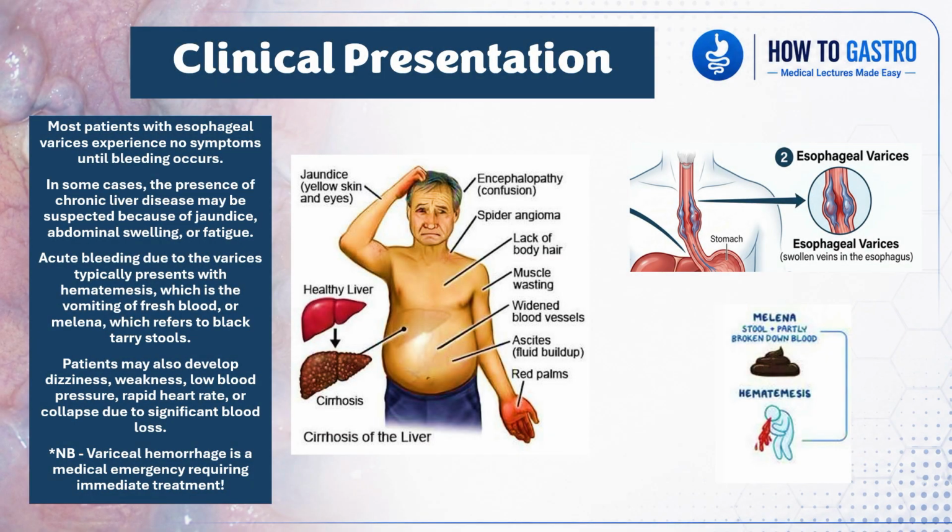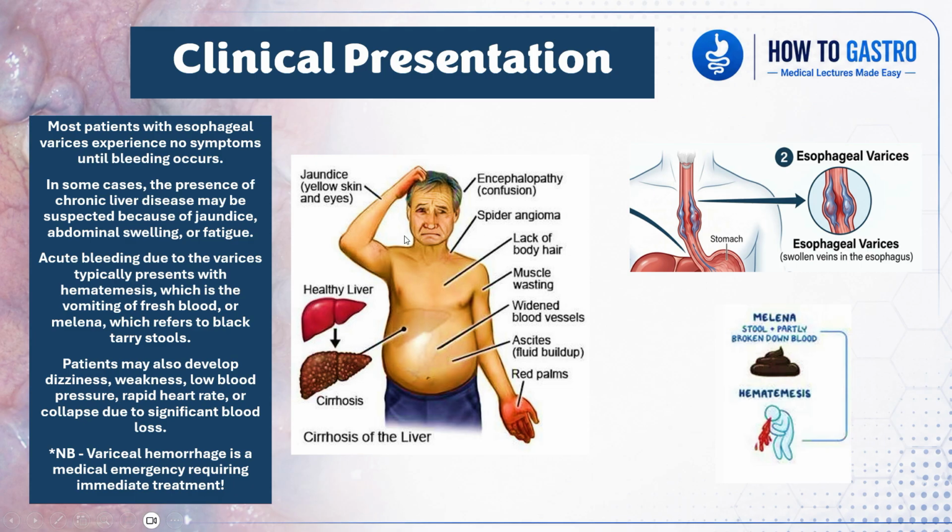So how do patients with esophageal varices actually present? As we've mentioned in the previous slides, most patients with esophageal varices experience no symptoms of the actual varices until bleeding occurs. In some cases, the presence of chronic liver disease may be suspected because of jaundice, abdominal swelling, or fatigue. Remember, we said the majority of cases, except for right heart failure, Budd-Chiari syndrome, as well as a thrombus in the portal system, are actually caused by liver disease, such as hepatitis, liver cirrhosis, alcoholic liver disease, or fatty liver disease.